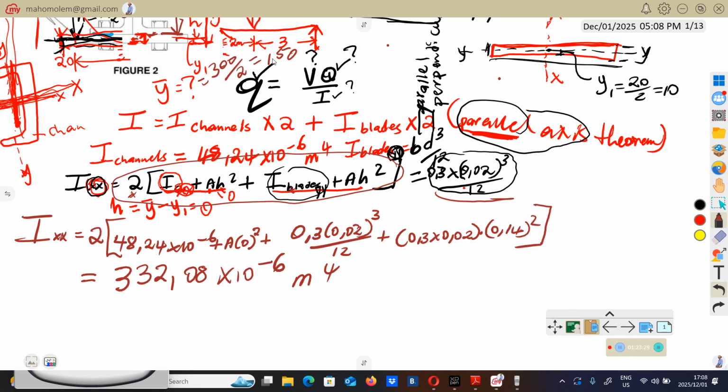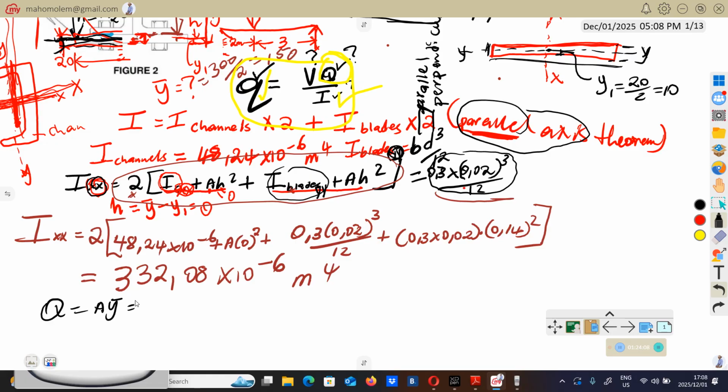Right, we move on. Remember, we are following this equation now. We have Q. We just found I. So now let's find Q, the area moment. So Q equals to AY.